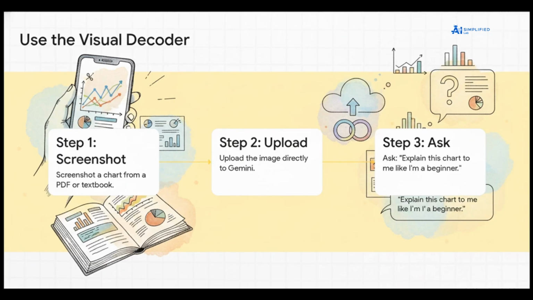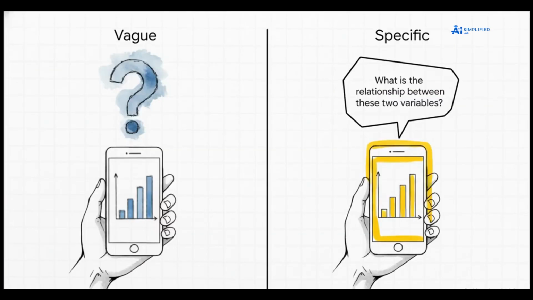Now here's a super important tip, a common mistake I see a lot of people make. Don't just upload a pic and say, "What's this?" That's way too vague. You got to be specific. Ask something like, "What's the relationship between the X and Y axis here?" Or "What are the top 3 takeaways from this diagram?" The better your question, the better the answer.